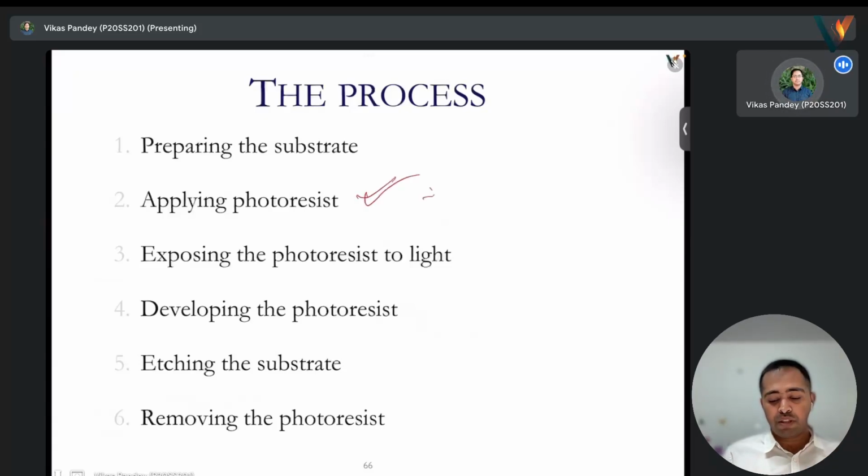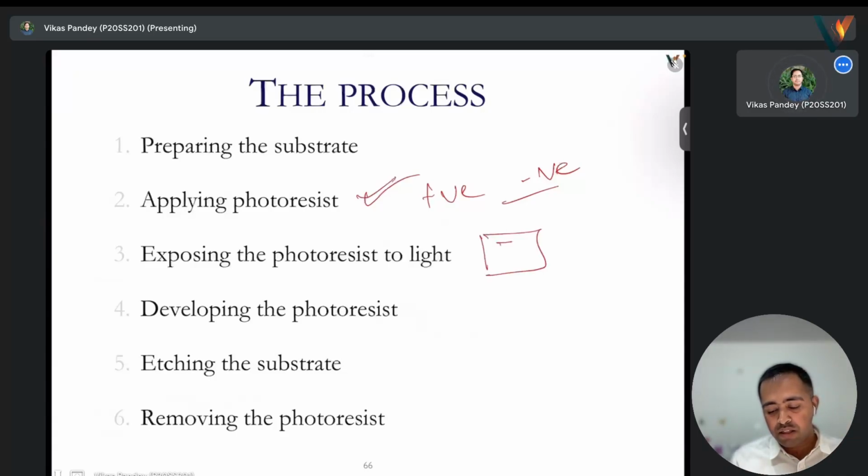We have seen about positive and negative photoresist, right? This is a critical thing. Then exposing this photoresist to light under the influence of a mask, like the pattern we want to make. Then putting it in the developer, the area that we want will remain, the other will be removed. Then etching the substrate and removing the photoresist. This is the simplest process.